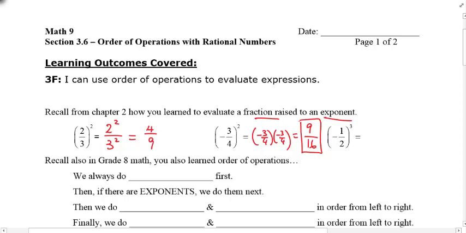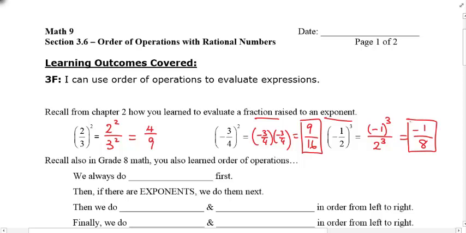How about the last one? Negative 1/2 to the power of 3. We'll now take the negative 1 and raise that to the power of 3, and take the 2 and raise that to the power of 3. Negative 1 to the power of 3 is negative 1. 2 to the power of 3 is 8. And there you go. The answer here is negative 1/8.